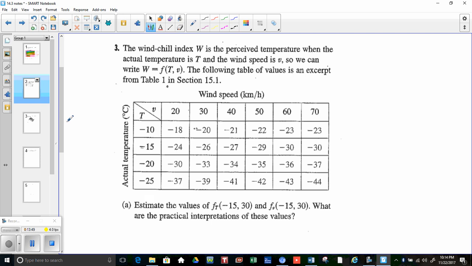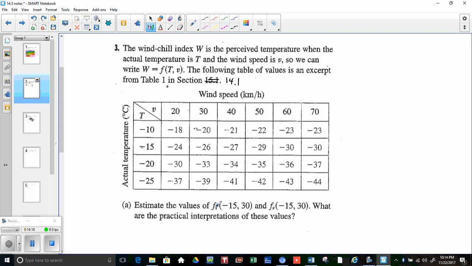Now we've done something like this before. I can probably use a highlighter on this one, it'll be much easier. So let's see, the following table of values is an excerpt from a table in section 15.1, it's actually 14.1 in your book. Let's go ahead and fix that. Alright, so here's our temperature in degrees Celsius. Here is the wind speed in kilometers per hour. Letter A, and there's actually a B and C, but I'm going to have to write them in because I didn't get them on the page here.